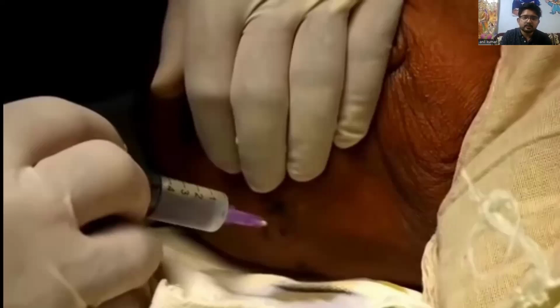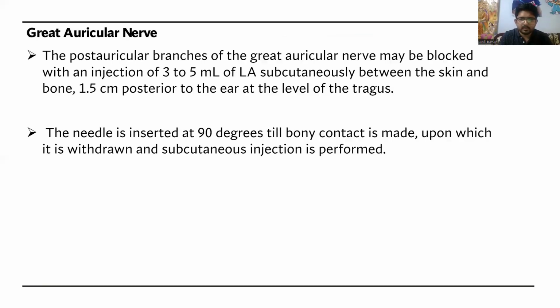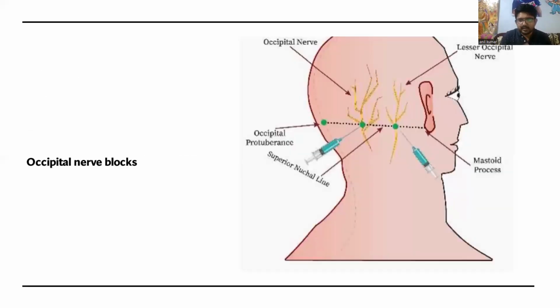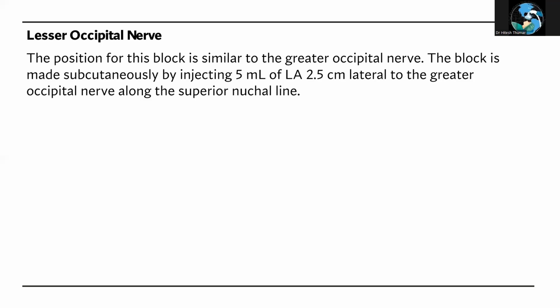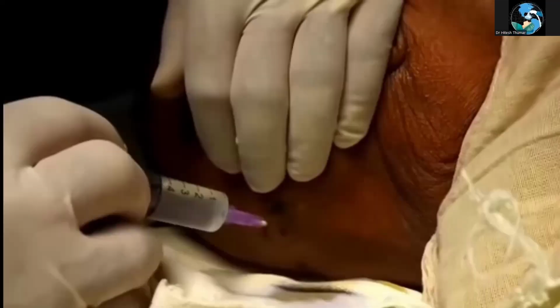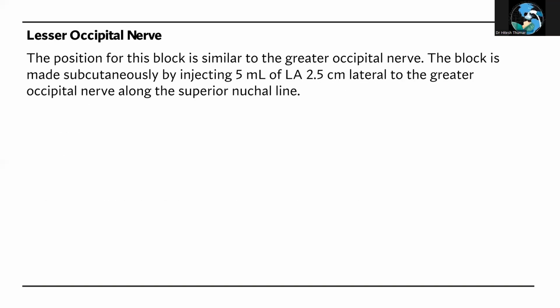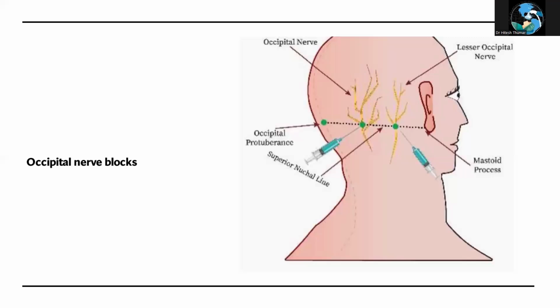And for the lesser occipital nerve, just medial to where you inserted for the greater occipital nerve, you can go for the lesser occipital nerve also. You can block here. Both are on the superior nuchal line only. First of all, you must identify the mastoid process, then identify the occipital protuberance and draw a line in between. Mostly, from the mastoid process, at around 2/3 distance is the greater occipital nerve, and at 1/3 distance is the lesser occipital nerve.